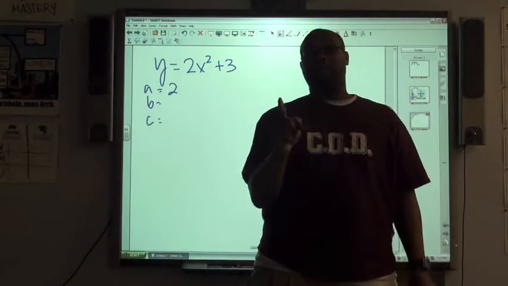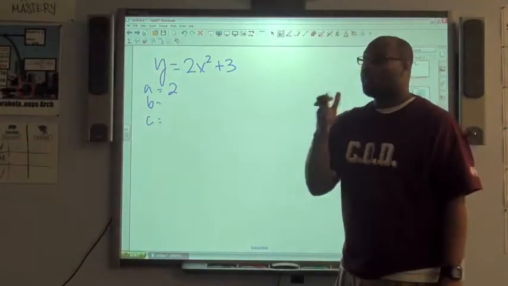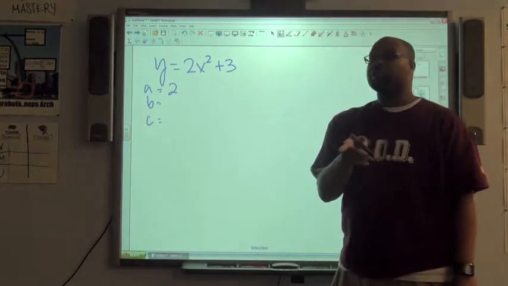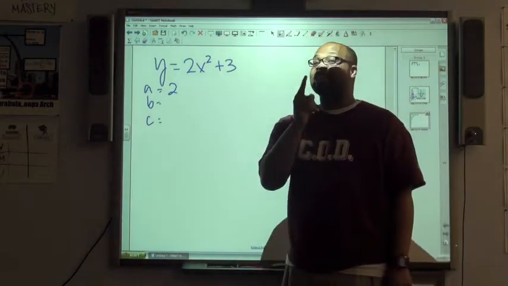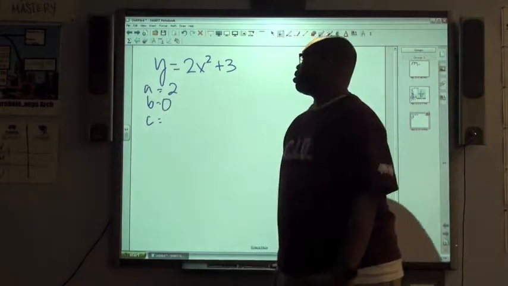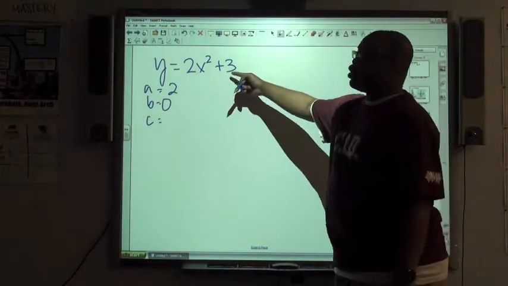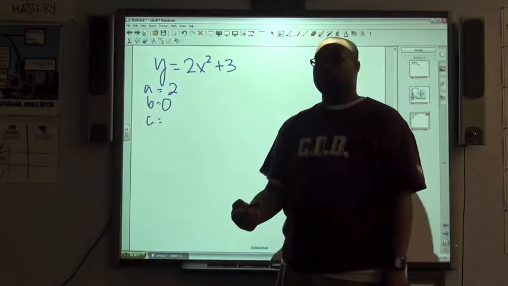B is the coefficient of x. Well, I don't see an x. And when you don't see an x, that means the coefficient of x is nothing. And the number that represents nothing is 0. The constant, or the number that is not attached to a variable, is 3.